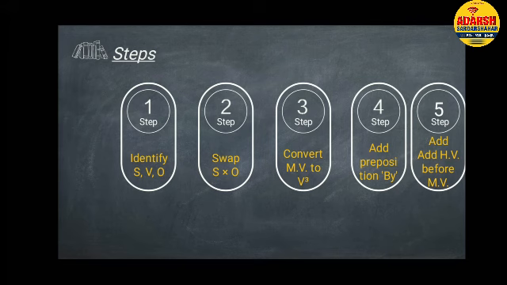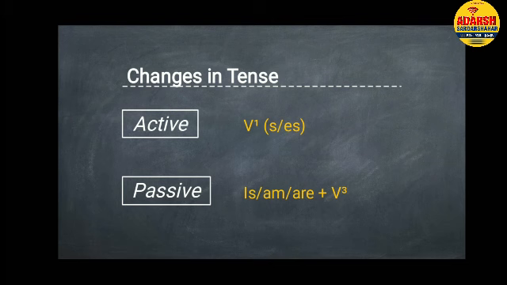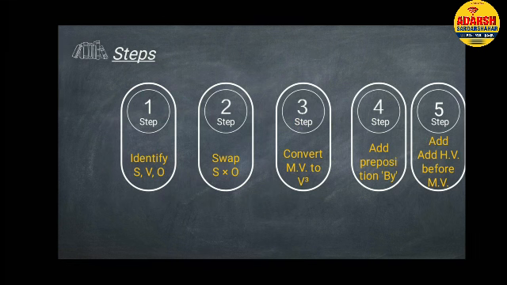Now second step, swap subject and object. In the second step we put our subject in the place of our object and object in the place of our subject. Now in third step we convert main verb to verb's third form. In passive voice we use only past participle, so we convert main verb to verb's third form. Fourth step, add preposition by before a subject. Fifth step, add helping verb before main verb.